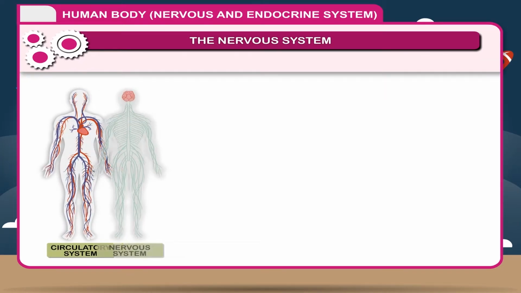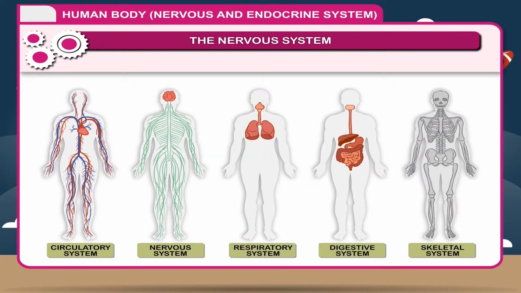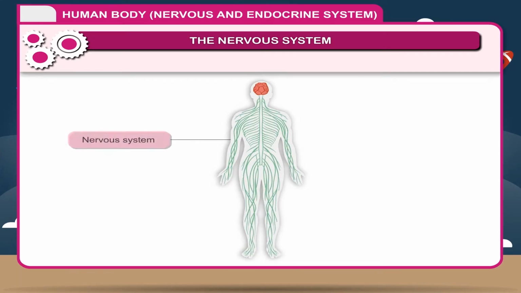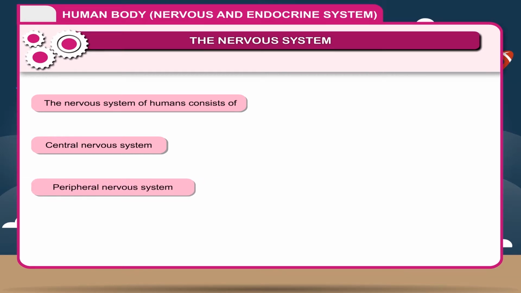The humans have a complex body consisting of different systems. Various activities are performed by these systems. The work of different parts of the body is coordinated by the nervous system. Nervous system is concerned with the reception of stimuli, the transmission of nerve impulses, and the activation of muscles mechanism. The nervous system of humans consists of central nervous system, peripheral nervous system, autonomic nervous system.